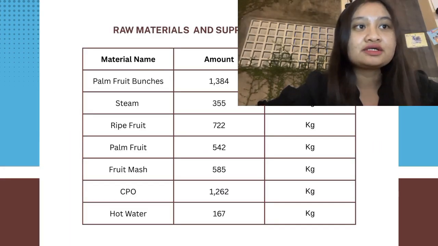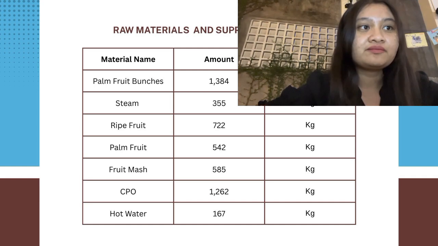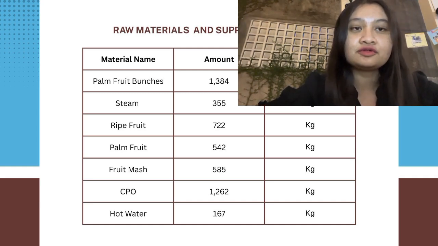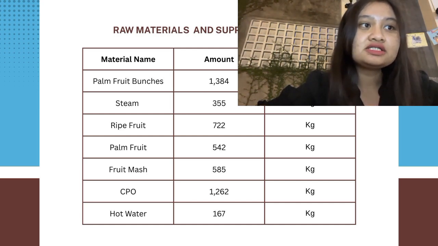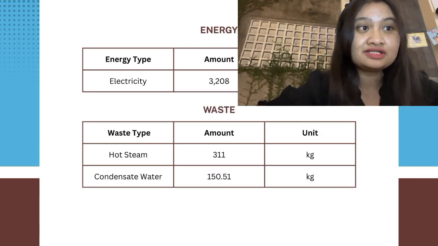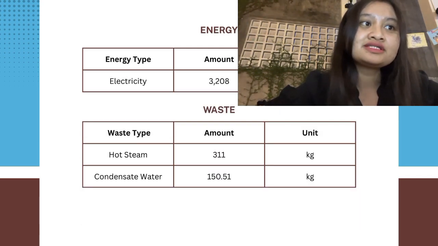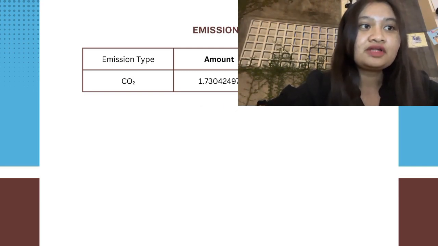First one is the raw and supporting materials, consisting of fresh fruit bunches, steam, hot water, and electricity. And energy consumption is dominated by electricity usage, while waste streams include hot steam and condensed water. Carbon dioxide emissions are also recorded as part of the inventory data and used in the impact assessment stage.